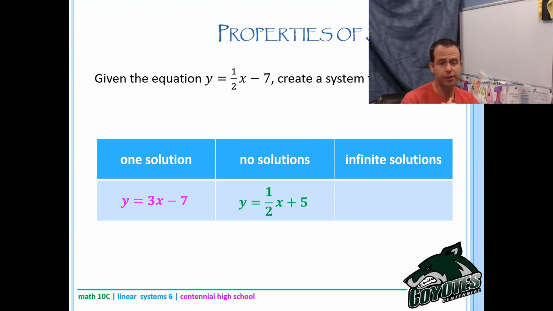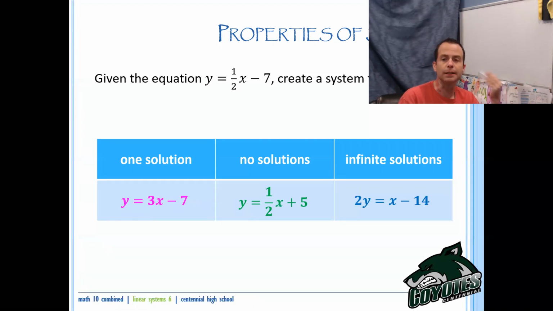I don't want you to just write the exact same equation, do something to it. So maybe you want to multiply everything by 2, get rid of the fraction or something like that. Or maybe you want to multiply everything by 10 or divide everything by 5, doesn't matter. But give me something different. So I chose to just take that original and I multiplied everything by 2, and that's what I wrote for my second equation that would have infinite solutions.